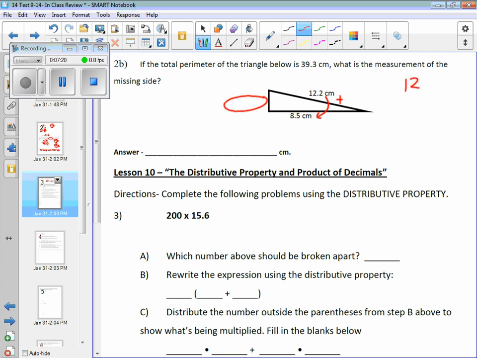So like we taught, we're going to take the number that has the most amount of digits and put that up top. And then we're going to line up decimals when we add. Everything's lined up nicely. When you add that together, you get 20.7 centimeters, but we're not done. In order to figure out this missing side, we have to subtract our 20.7 from our total, which is 39.3.